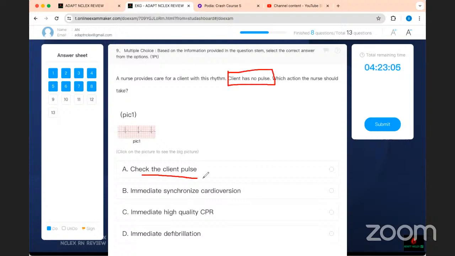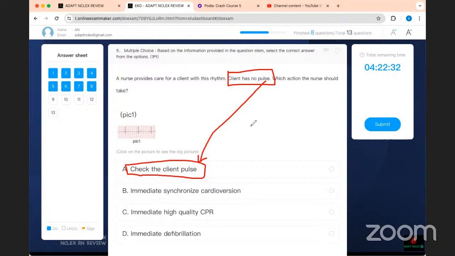Therefore, why do you want to pick A? Check the pulse. I've told you client has no pulse. If you pick A, you're not paying attention to the question being asked. You're just being distracted. I said the client has no pulse. I've already done the assessment and you see the rhythm. He has no pulse. He's not going to have a pulse whether you check it or not. He has no pulse. Therefore, you see two things I used to get the right answer.